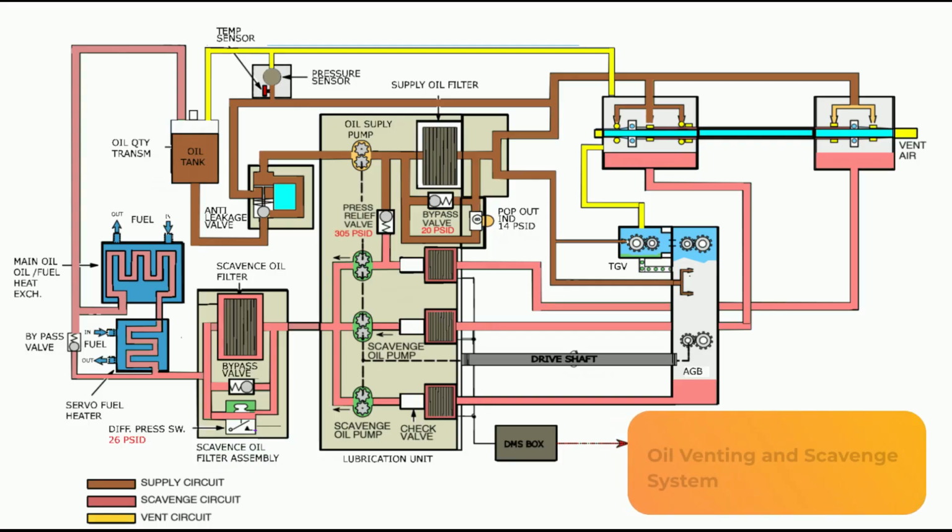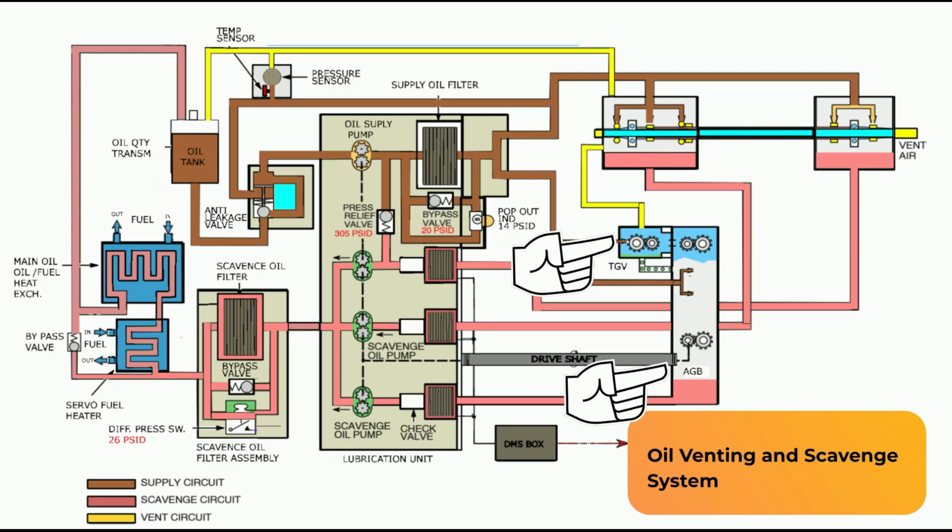Oil venting and scavenge system. The bearing sumps and gearboxes are interconnected to allow for the separation of air and oil vapors generated within them.